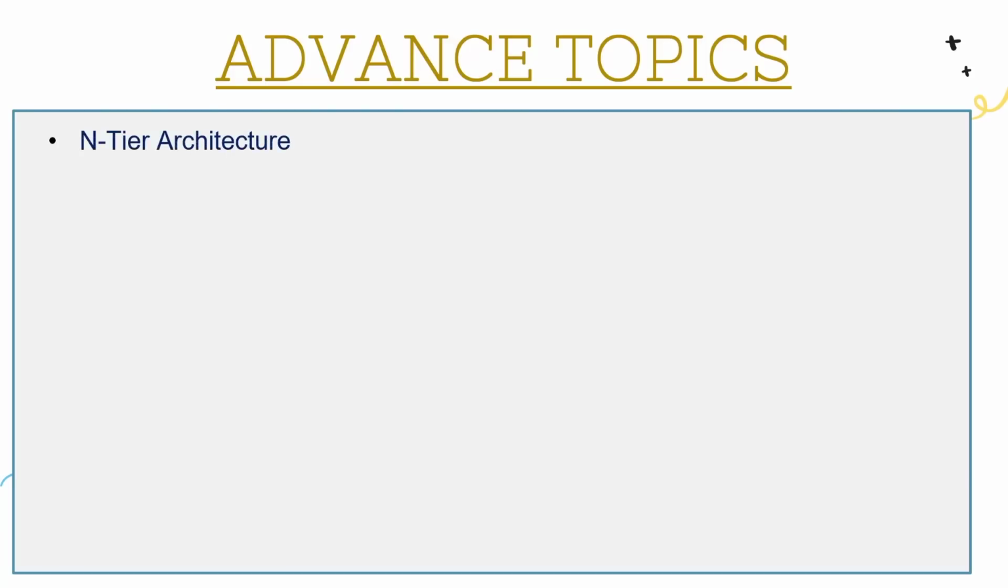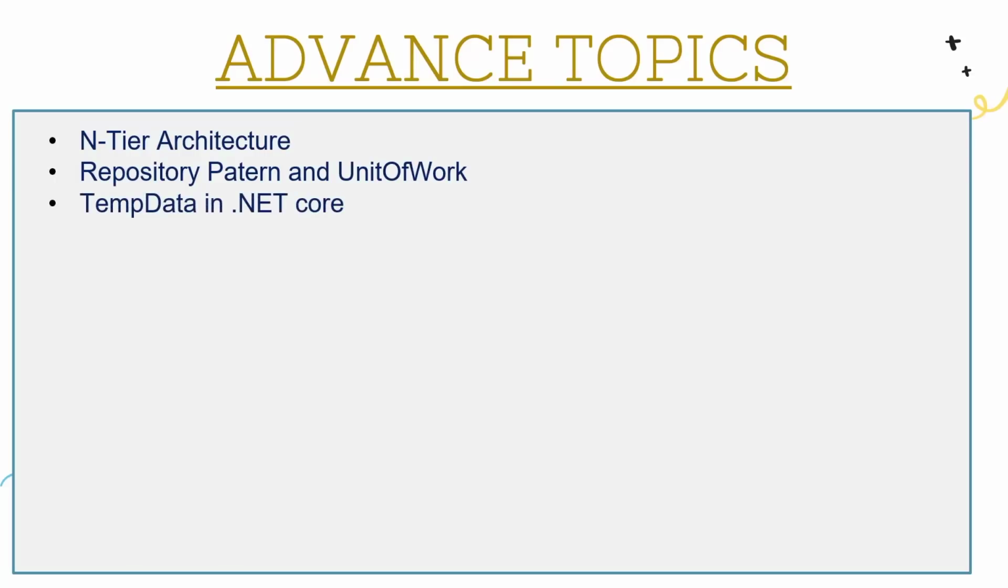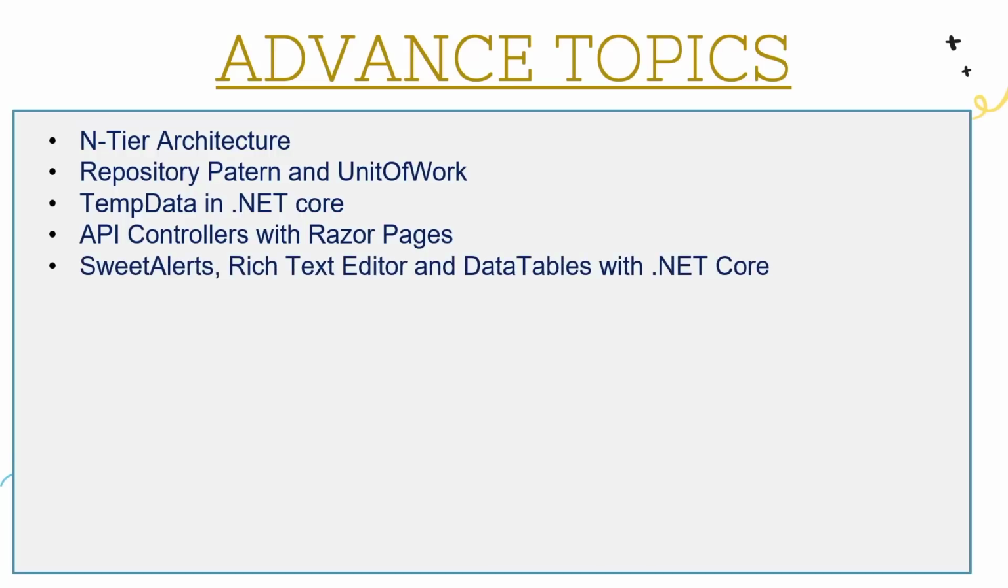The project that we have built so far, we will divide that project in an N-tier architecture where we will have a separate data access layer. In that data access layer, we will be using repository pattern and unit of work to access our database. We have already seen TempData in action, so we will use that, and we will see how we can add API controllers with our Razor Pages project. That way we can use the APIs that we build in data tables, and we will see sweet alerts as well as rich text editor.